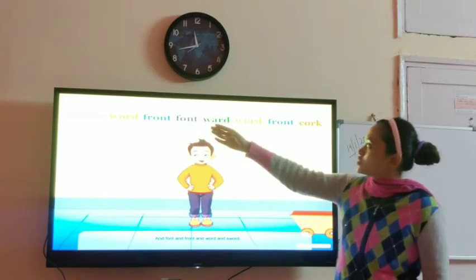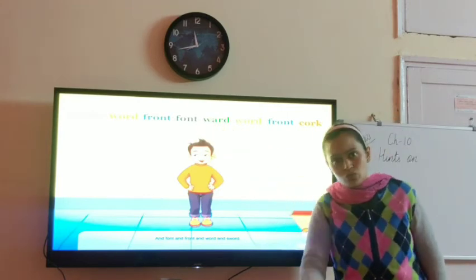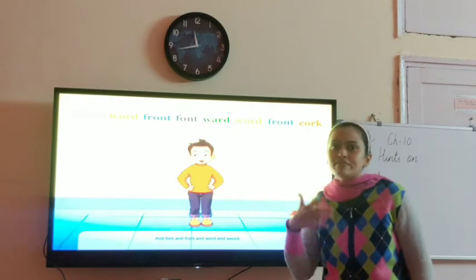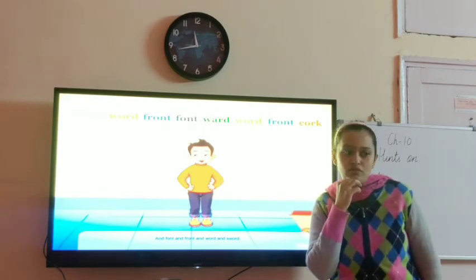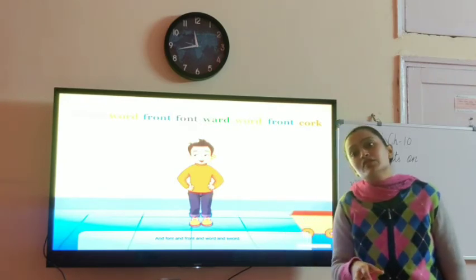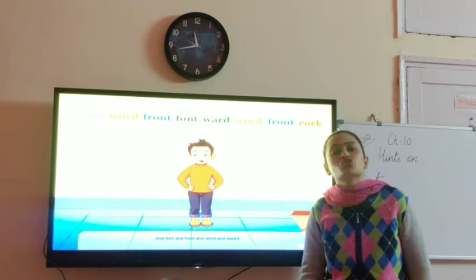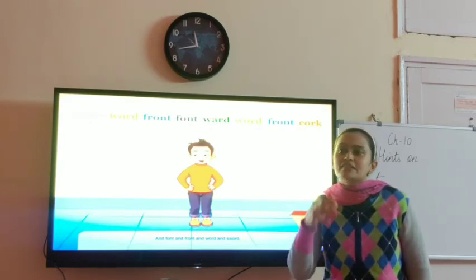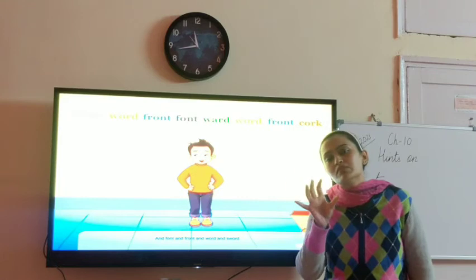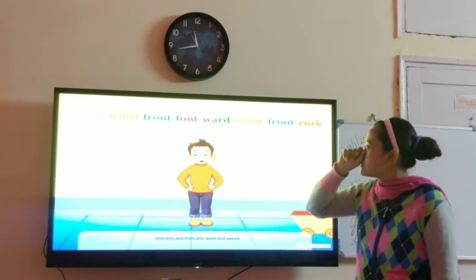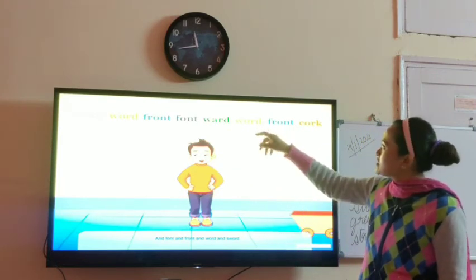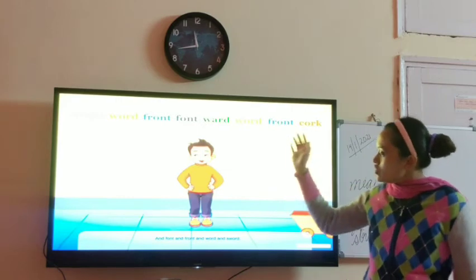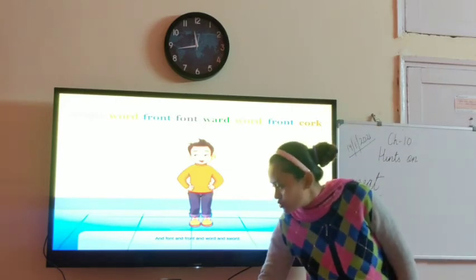Then what is the meaning of font, children? When you use your laptop, you see these different fonts that are there, the different writings which you can use for typing. At the same time, the letters along with the numbers are called the font. Then word along with word. So all these words are kind of confusing us.